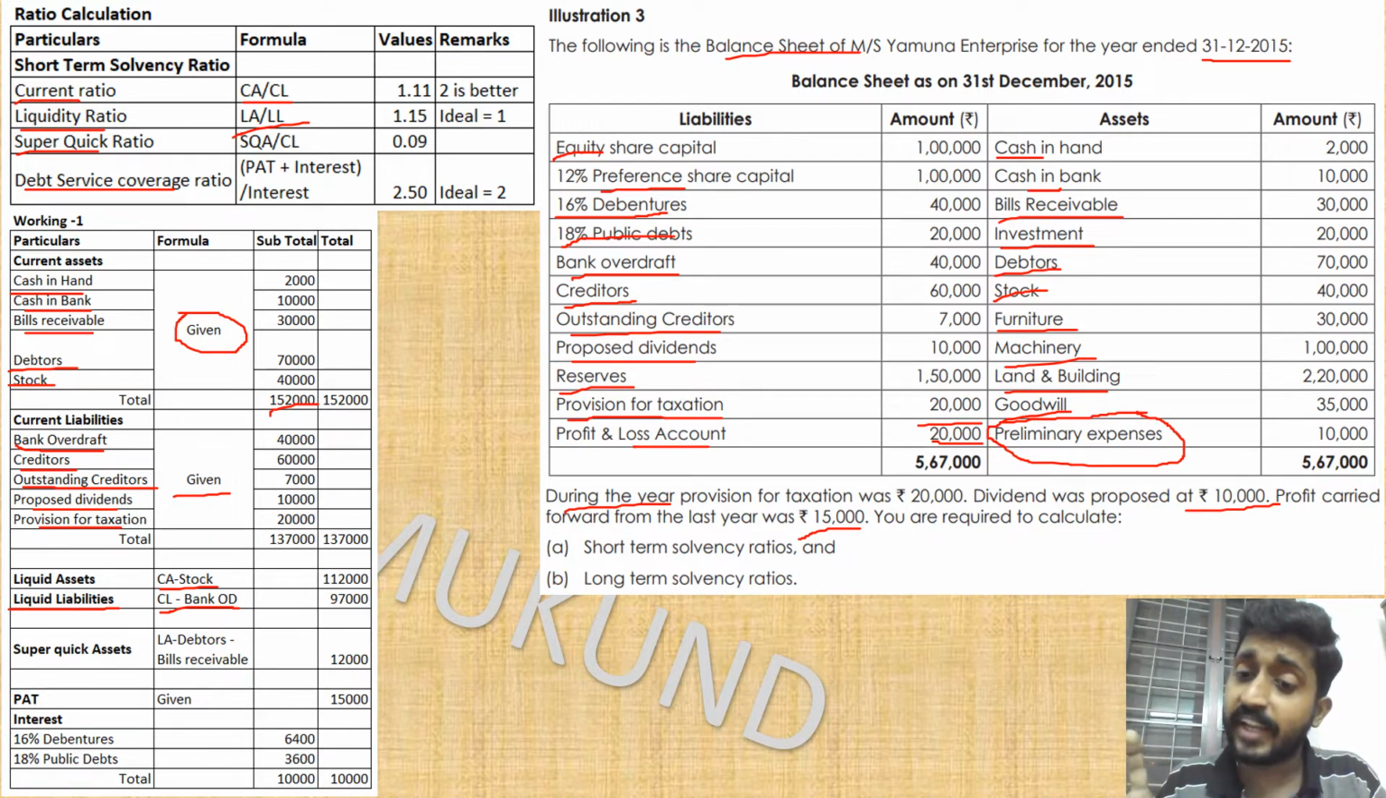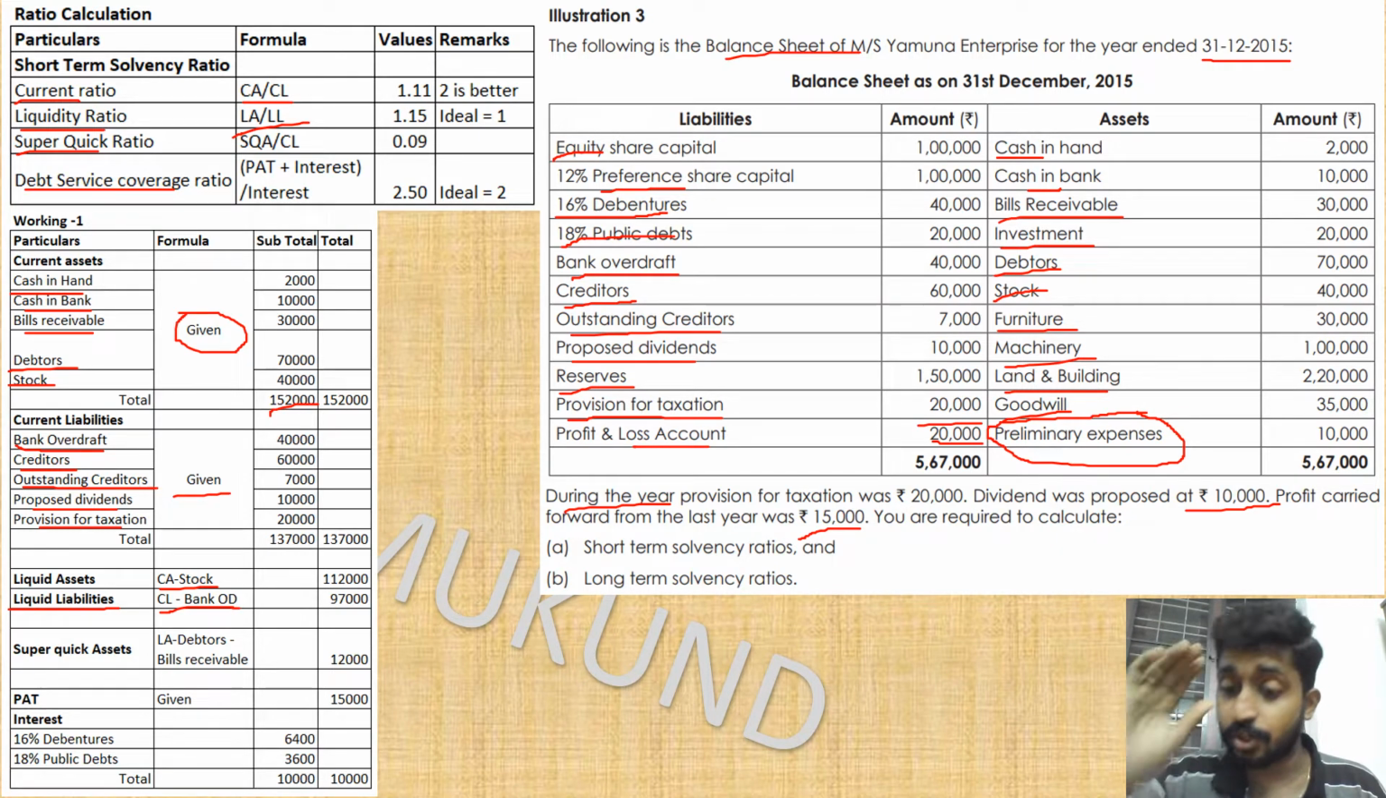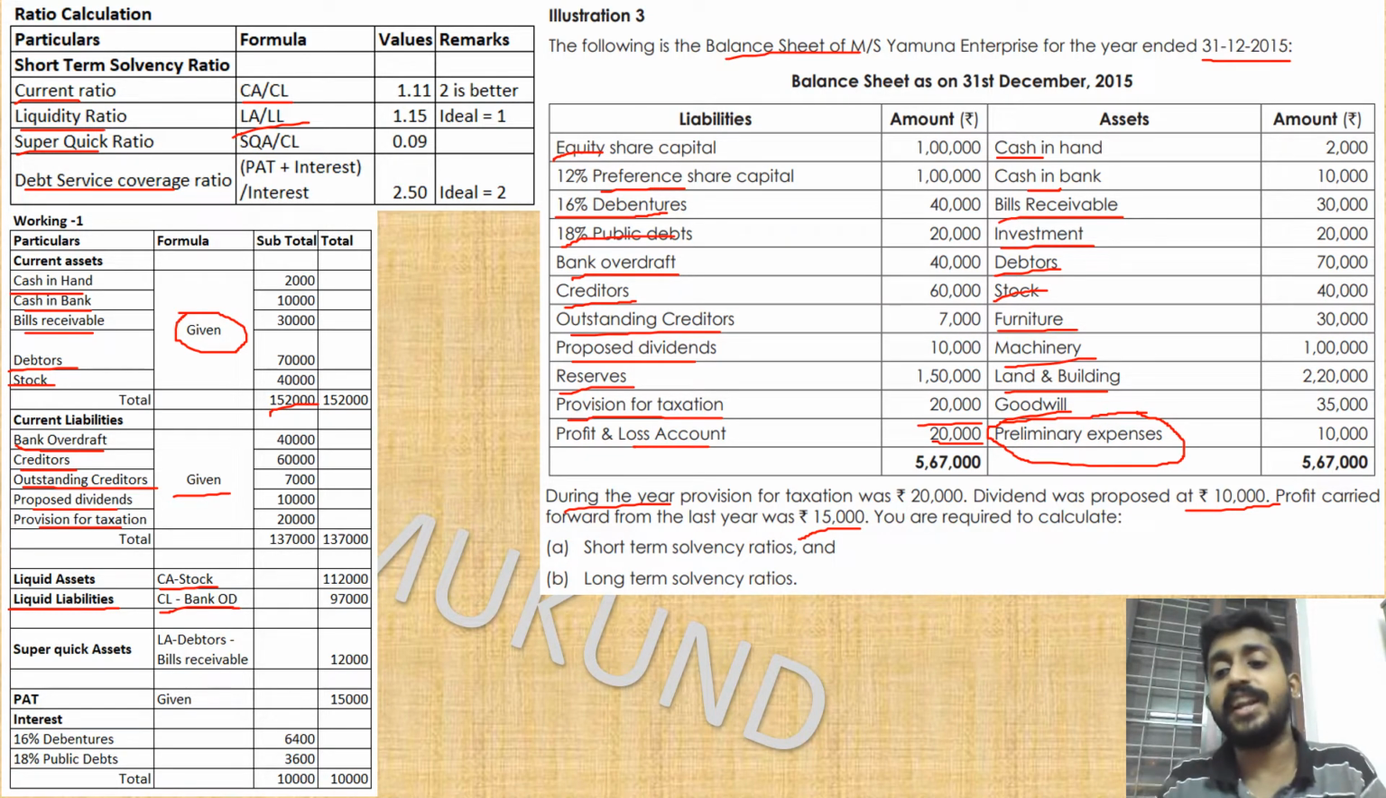Liquid liability comes into the picture only when bank overdraft is there. If bank overdraft is not there in the balance sheet, then current liability is equal to liquid liability. Since bank overdraft is there, it will be in the current liability, but for liquid liability you have to take that out. So simple. When bank overdraft is there, apply liquid assets divided by liquid liability as the liquid ratio formula.